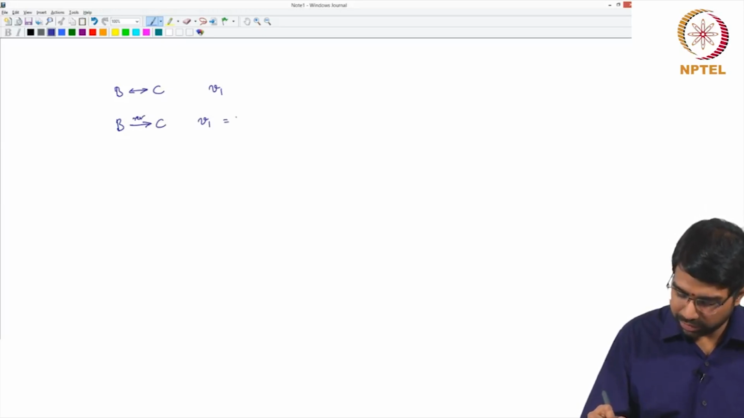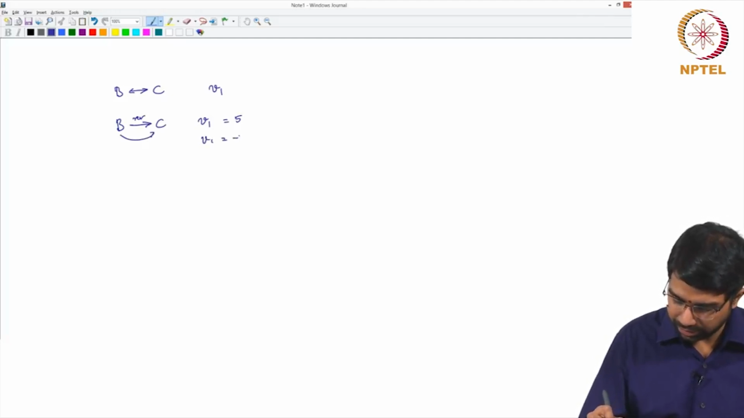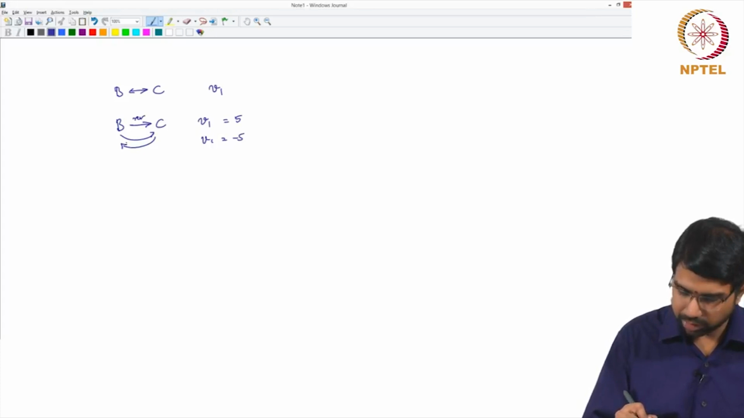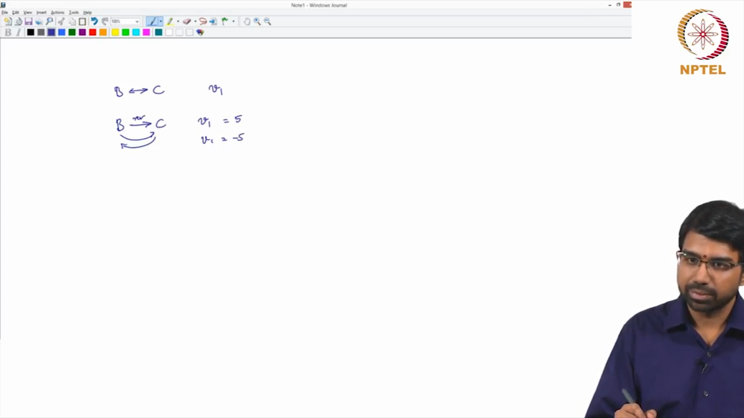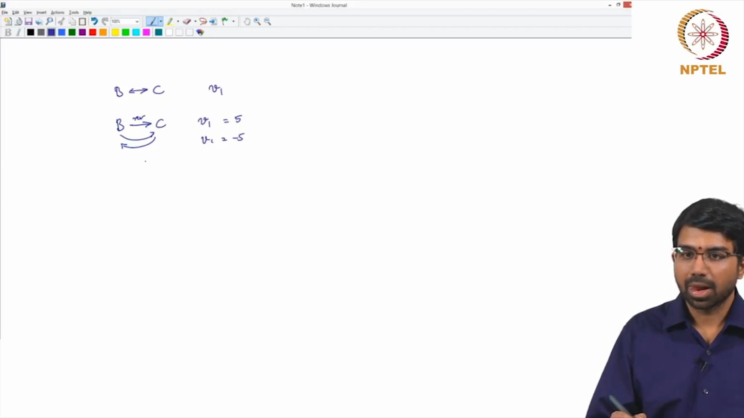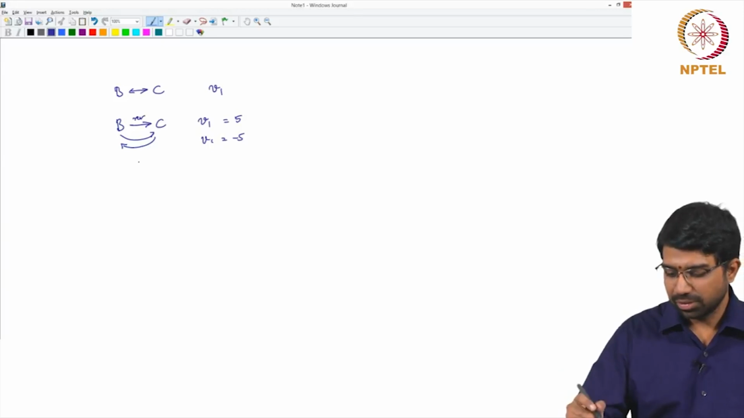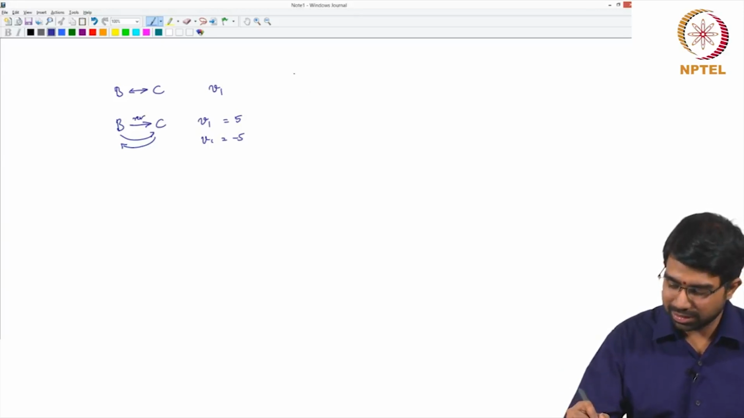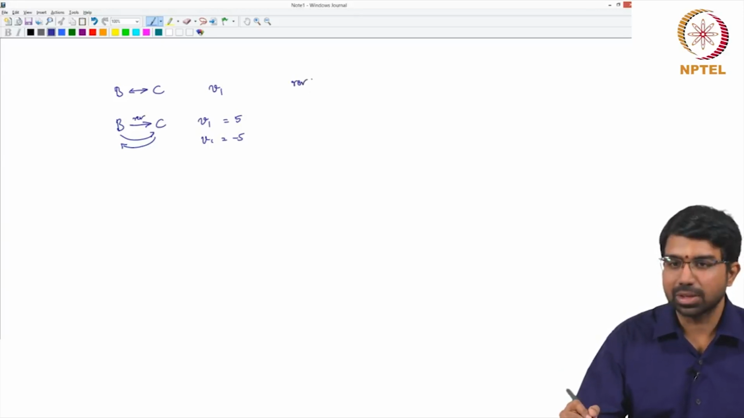right. So now if V1 is 5, it means B is going to C. If V1 is minus 5, it means C is going to B. So this only tells you which side is dominant. It doesn't tell you if a reaction is reversible or not. You just look at the matrix, you'll never know. So invariably in all these reconstructions you keep the reversibility information separate.